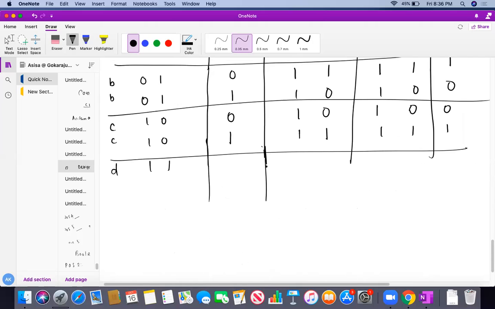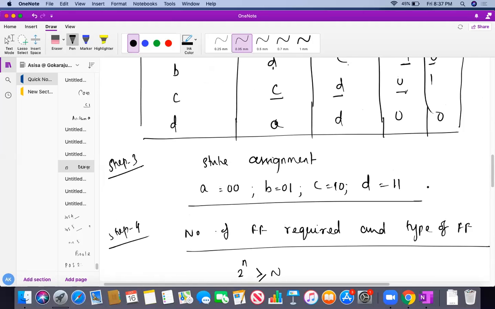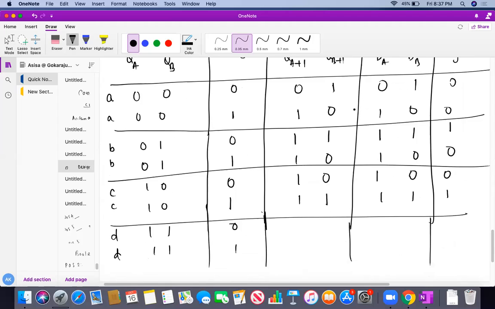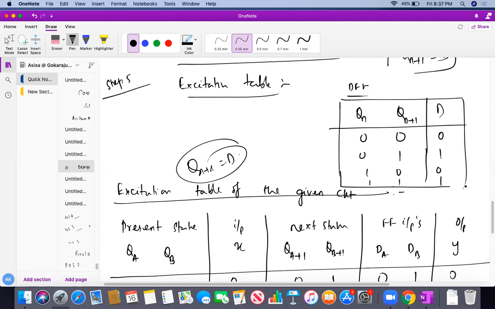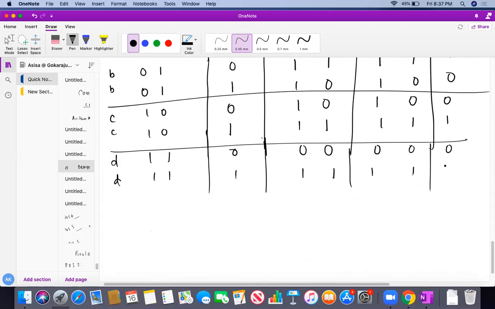Next, 1, 1. State D for input 0, state D for input 1. So what will be my next states? For input 0, my next state is A. For input 1, my next state is D. A means 0, 0. D means 1, 1. So just copy this: 0, 0, 1, 1. And what are my outputs? For input 0, my output is 0. For input 1, my output is 0. So 0, 0. Do you all understand, students? Any doubt on this? Please let me know.